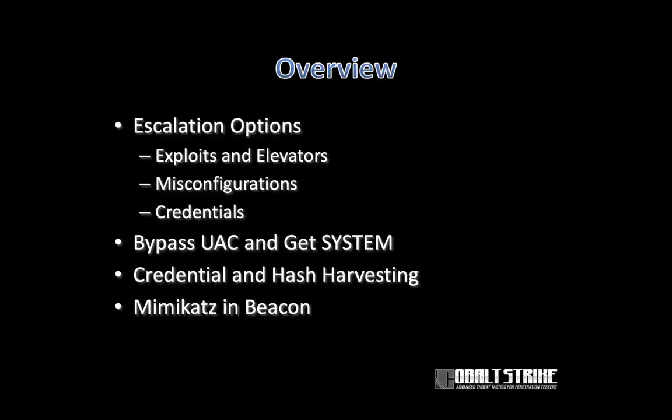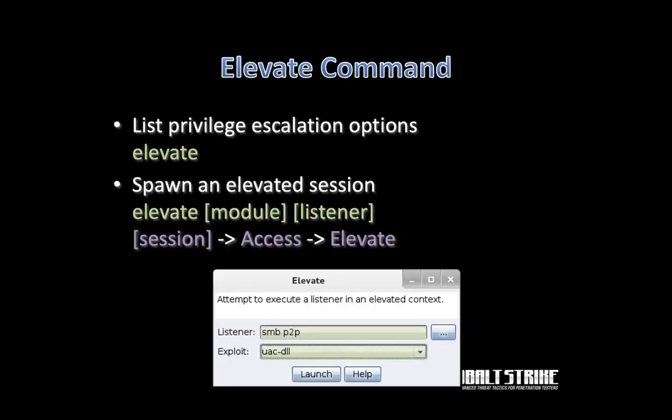In this lecture, we're going to talk about different ways to elevate privileges within Beacon. We will talk about exploits and elevators, which is Beacon's elevate and runasadmin commands. We will talk about elevating with misconfigurations and credentials. We will also go into two situations called bypass UAC and get system. We will talk about credential and hash harvesting, and we will talk about how to use Mimikatz in Beacon as well.